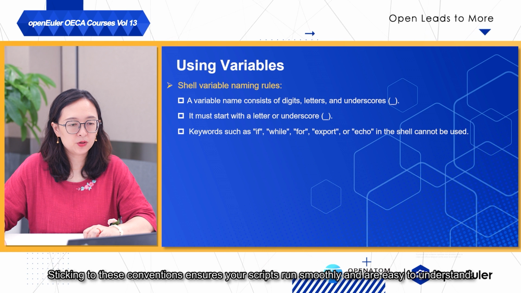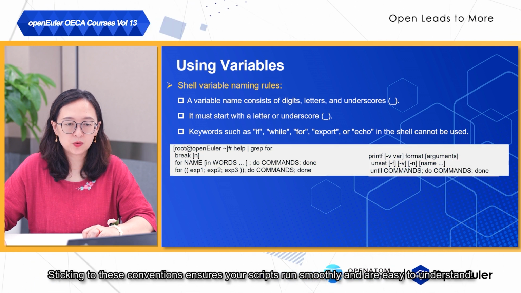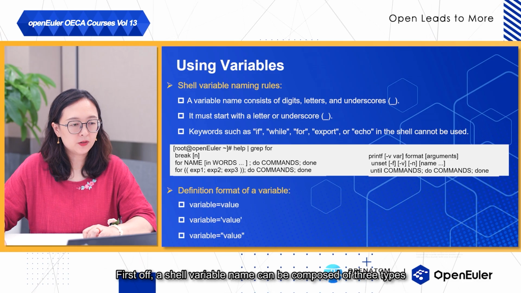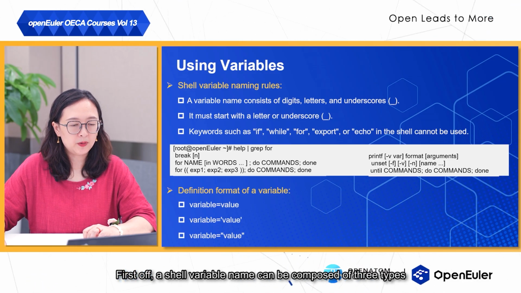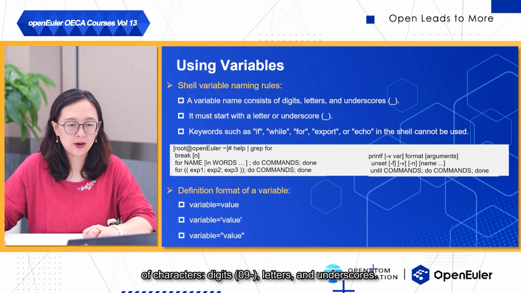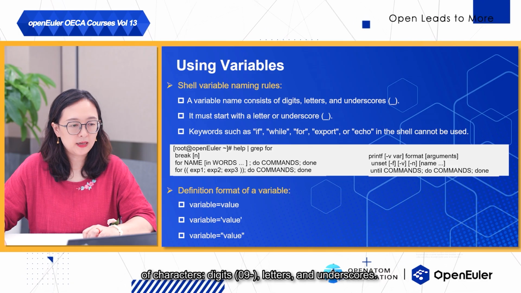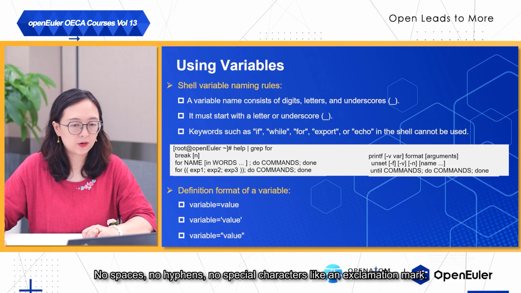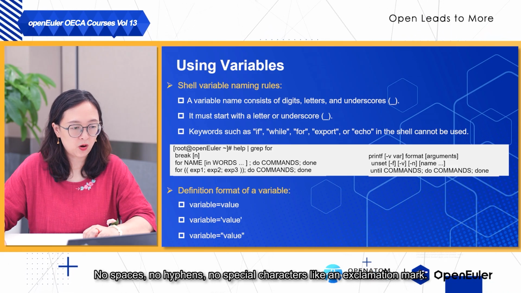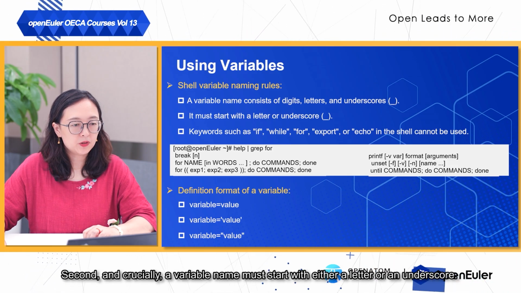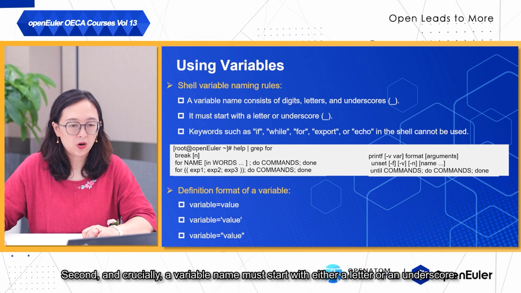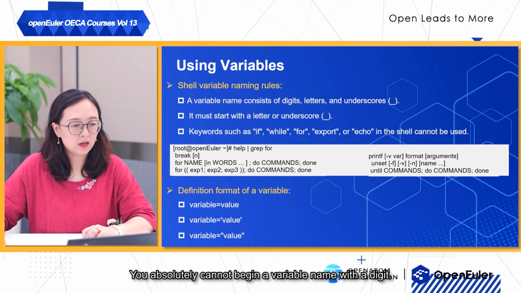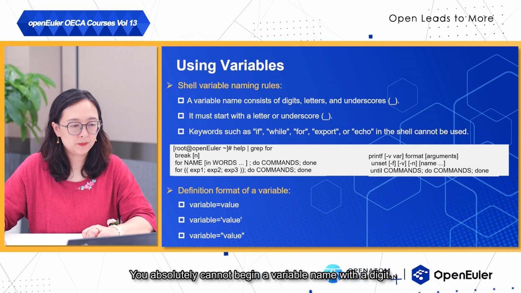When you are working with variables in the Linux shell, there are a few important naming rules you need to follow. Sticking to these conventions ensures your scripts run smoothly and are easy to understand. First off, a shell variable name can be composed of three types of characters: digits, letters, and underscores. No spaces, no hyphens, no special characters like an exclamation mark. Second, crucially, a variable name must start with either a letter or an underscore. You absolutely cannot begin a variable name with a digit.